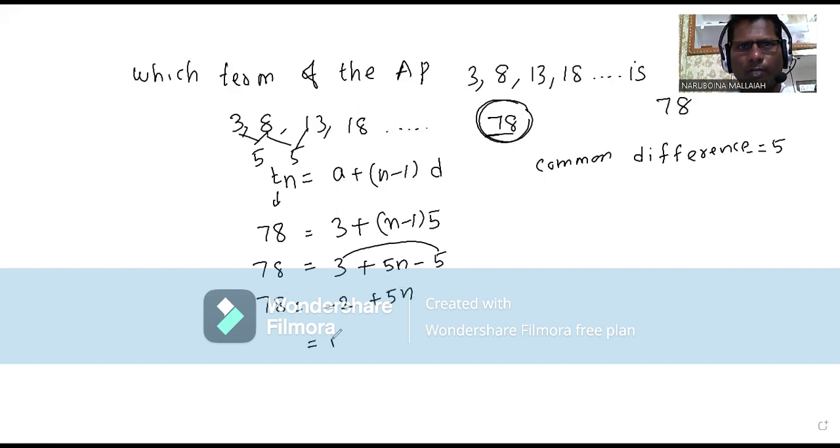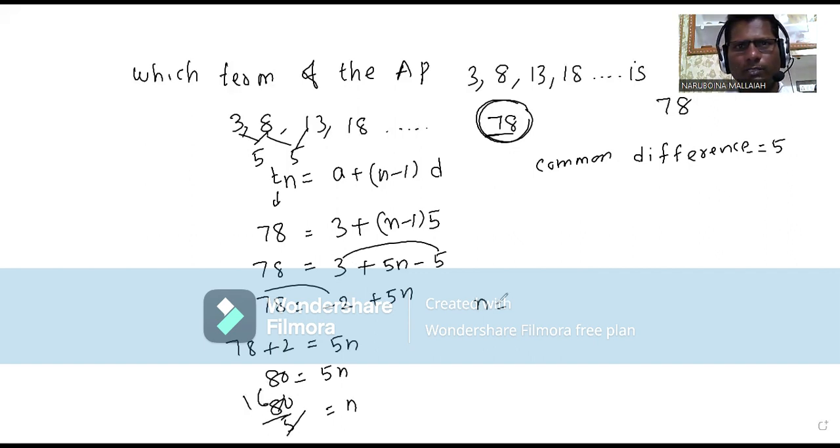We want only 5n. Send this minus 2 to this side, and it becomes plus 2. 78 plus 2 is 80, which is equal to 5n. We want n, so n is equal to 80 by 5. 5 sixteens are 80, so n is equal to 16, meaning the 16th term is 78 in the given series. So the answer is the 16th term.